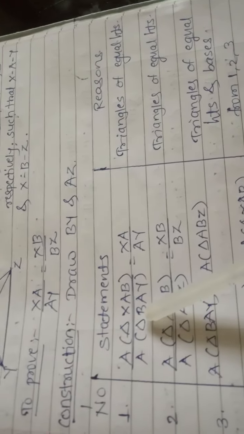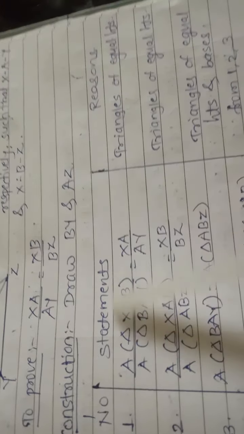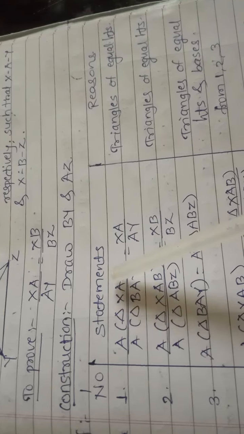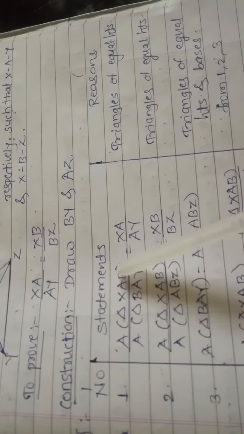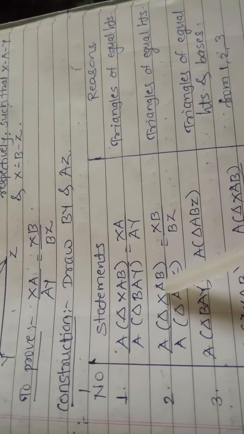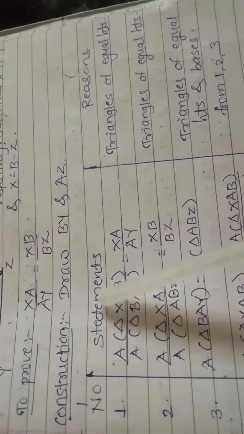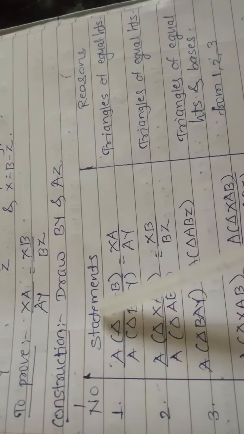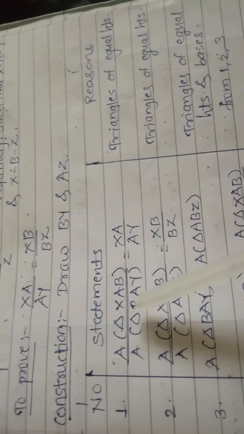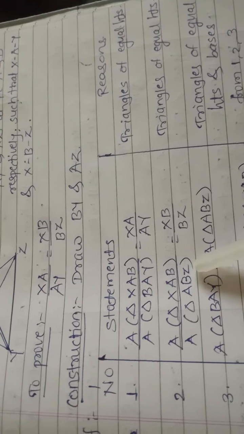Now see these two triangles, that is triangle BAY and ABZ. First look at these two statements. In the first statement, this numerator part, that is XAB, and this one, both parts are the same. If we prove that these two denominators are also the same, then the left hand sides of these two statements become the same, and then we can easily prove that the right sides are also equal. So first we are going to prove that area of BAY and area of ABZ are equal.